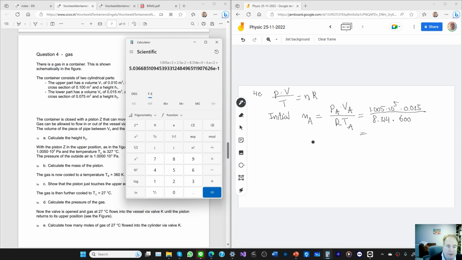Let's keep these temperatures with 3 significant digits, it doesn't make sense to keep more. So we get 5.04 times 10 to the power minus 1 mole. And then finally, that's what we call D.